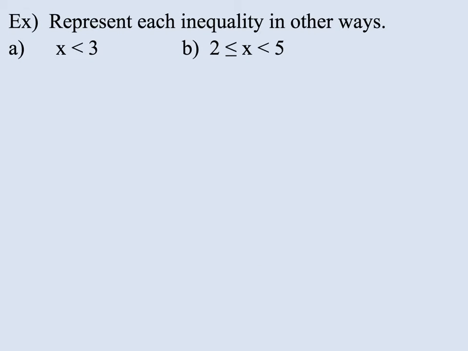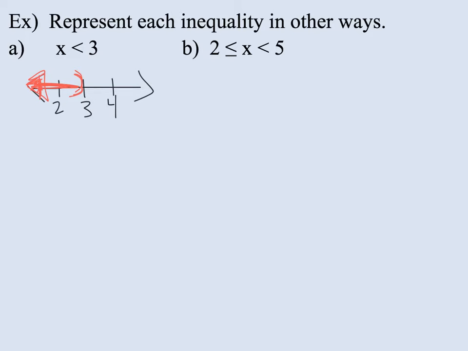Alright, so let's try a couple. So we have x is less than 3, and we want to represent it in different ways. If we were going to represent using a number line, we're looking for the numbers that are less than 3. So maybe we'd use 2, 3, and 4 here on our number line. Numbers that are less than are to the left, and it's not included, so we're going to use a parenthesis, and we're going to shade to the left. So that represents the numbers that are less than 3.